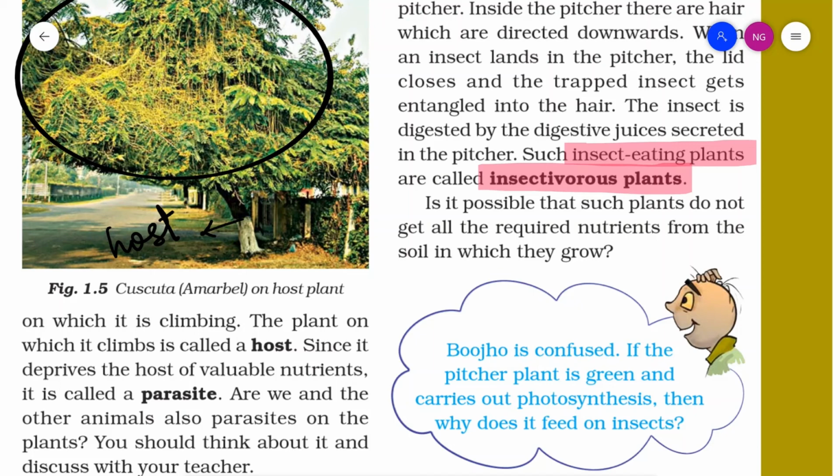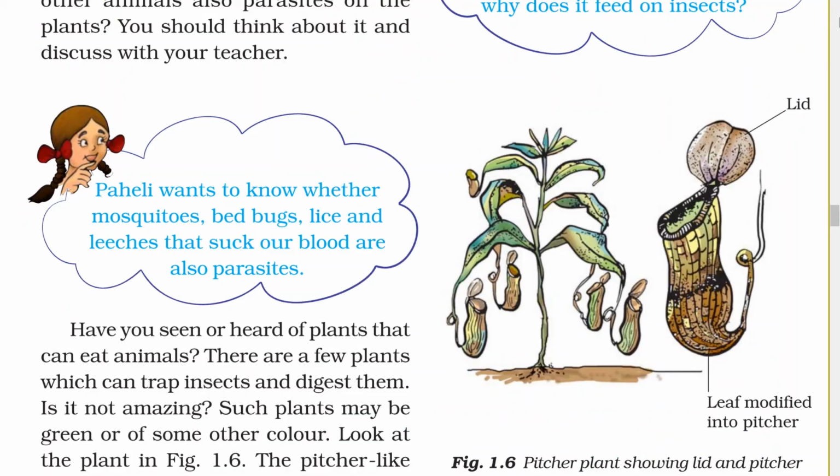Here Bojo is confused. If the pitcher plant is green and carries out photosynthesis, then why does it feed on insects? Yes, I will explain to you. Since the plant is green in color, photosynthesis takes place, whereas in photosynthesis, only carbohydrate is synthesized, right? The purpose of feeding on insects is to get the nitrogen part so that it can synthesize proteins and fats and other food components.